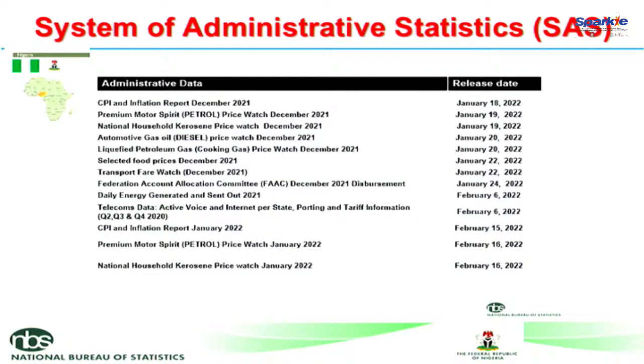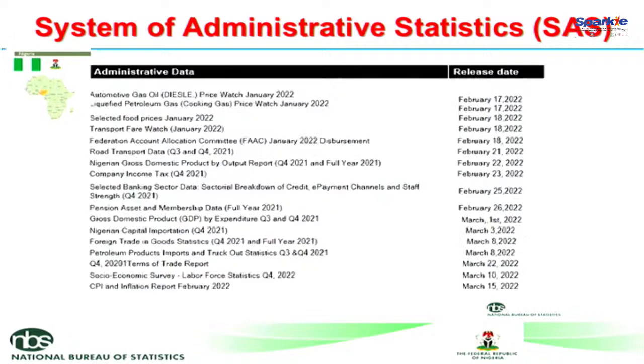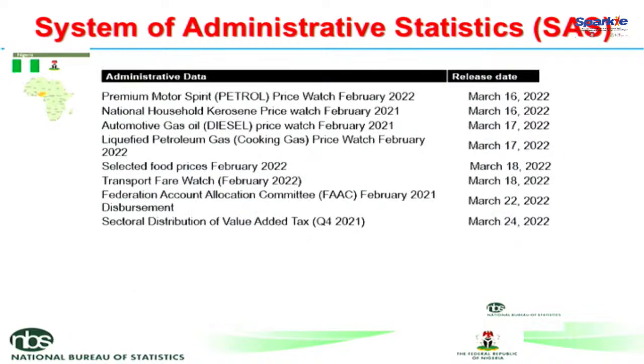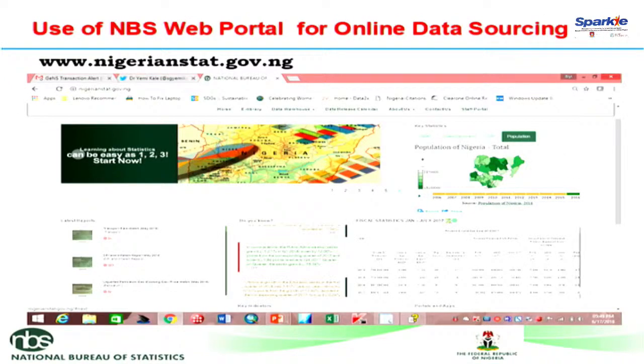Then here are some of the administrative data you might find on our site. Maybe by the time we go through navigating the site itself, we'll be seeing some of these things. So these are administrative data, possible ones you can always find on NBS sites for your own research. Then this is the site, the outlook. You can always get it through www.nigerianstats.gov.ng.